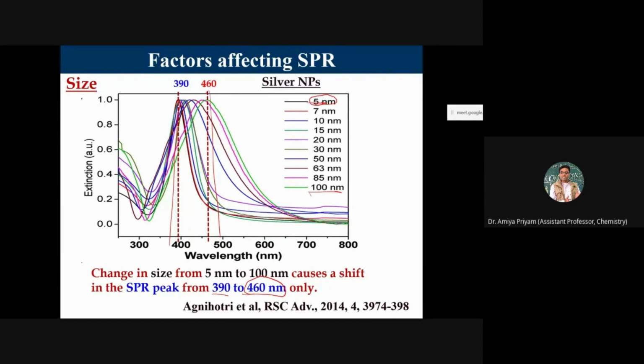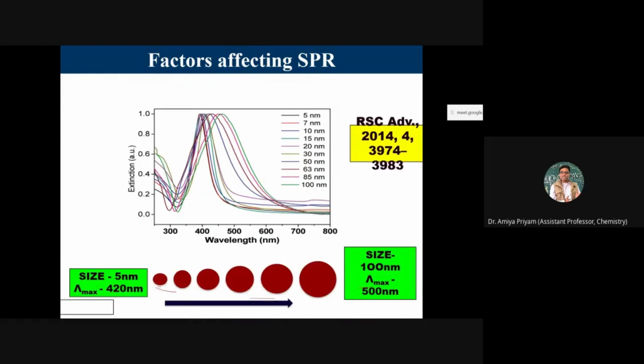So just changing the size doesn't have much effect. It has an effect on the plasmon resonance, but that is very small. Starting from 10 nanometers to 100 nanometers, the range we get in the case of gold is a 60 nanometer change in the absorption peak, whereas in silver we obtain around a 70 nanometer change. That's very small, and you are still stuck in the visible region.